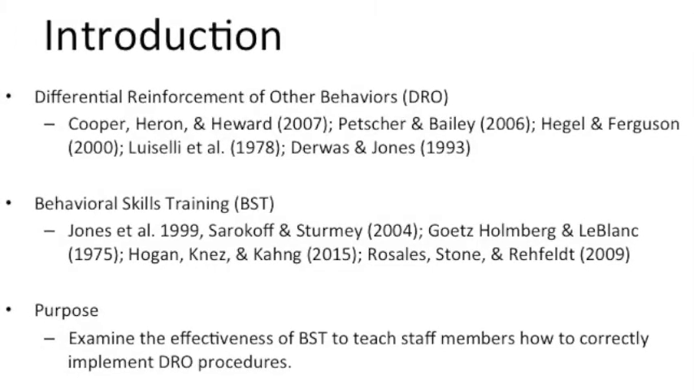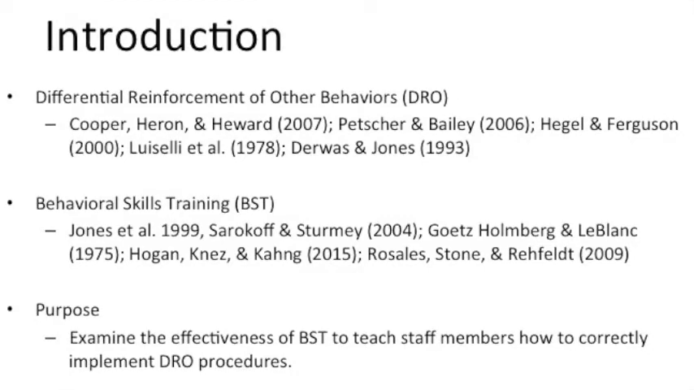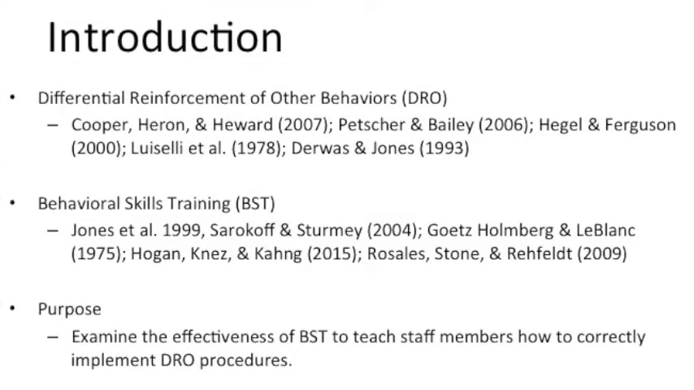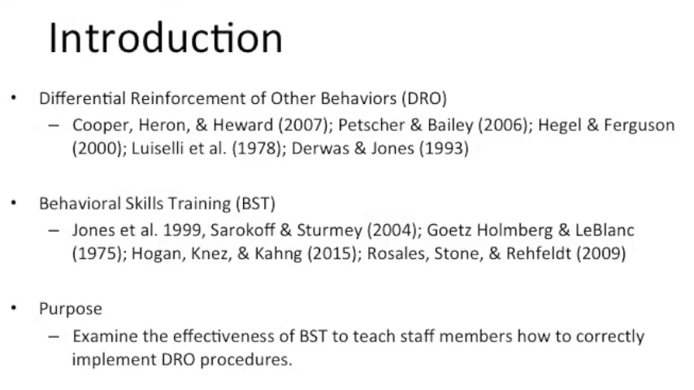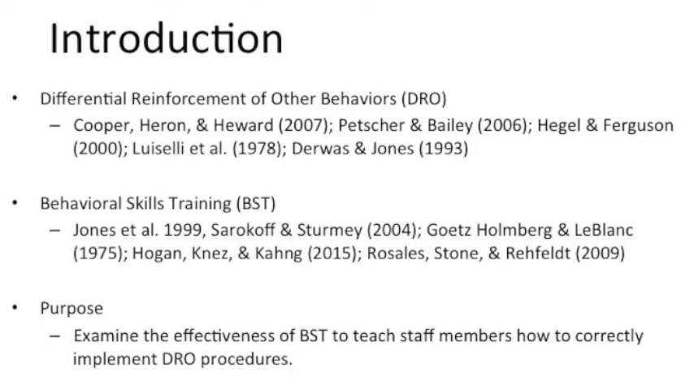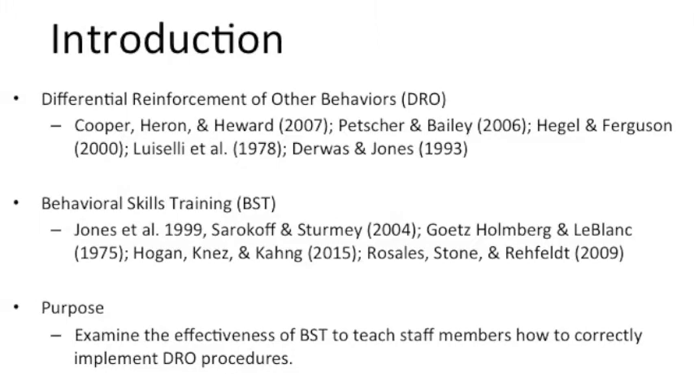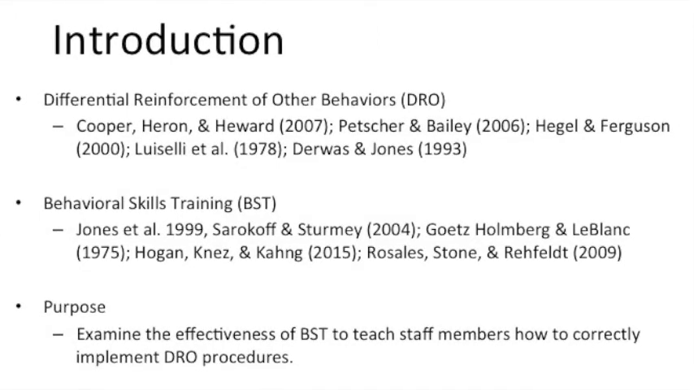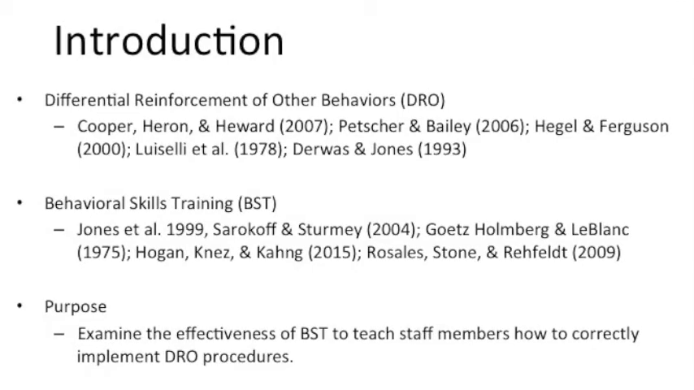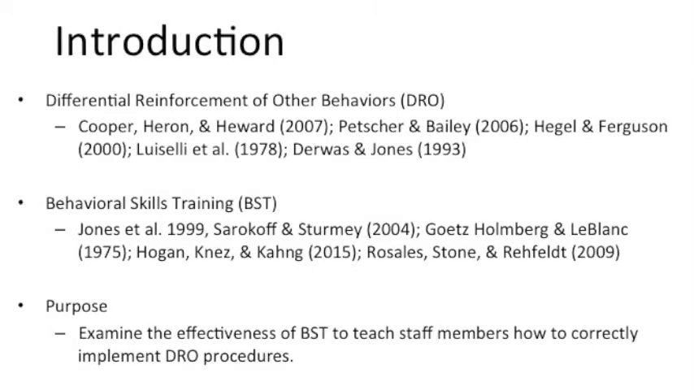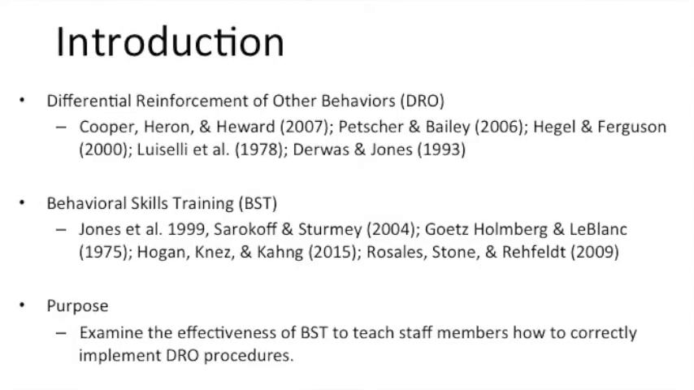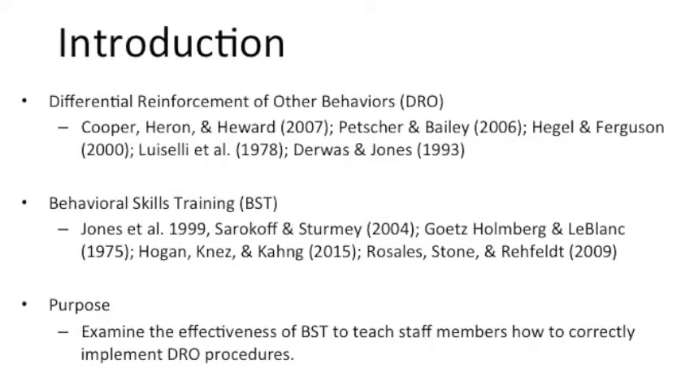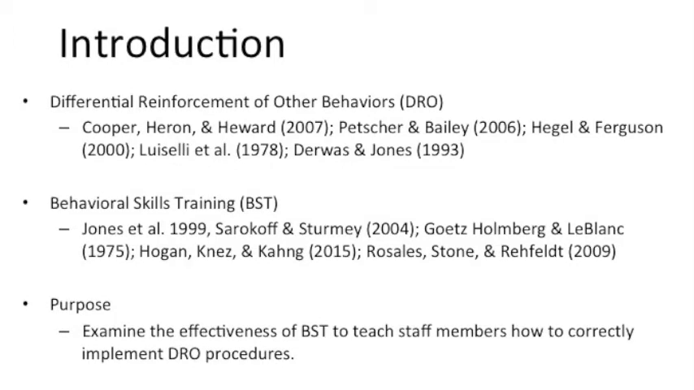Differential reinforcement of other behaviors is defined by Cooper, Heron, and Heward, 2007, as a procedure for decreasing problem behavior in which reinforcement is contingent on the absence of the problem behavior during or at specific times. For example, in studies conducted by Hagel and Ferguson, 2000, Luiselli et al., 1978, and Durwas and Jones, 1993, they found that differential reinforcement of other behaviors was effective in decreasing problem behaviors.